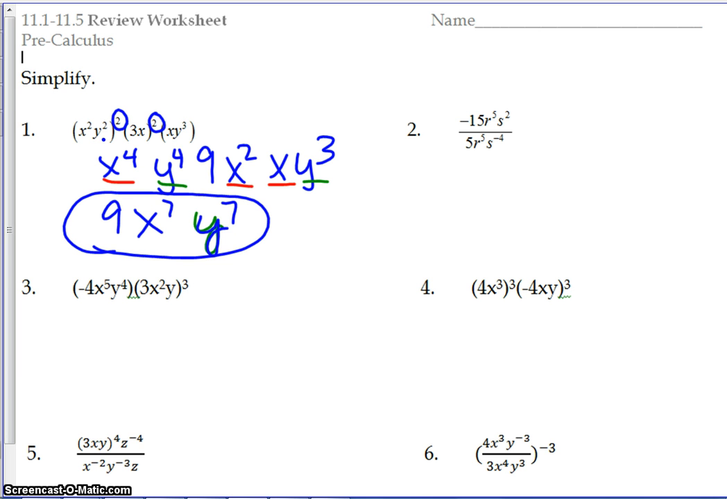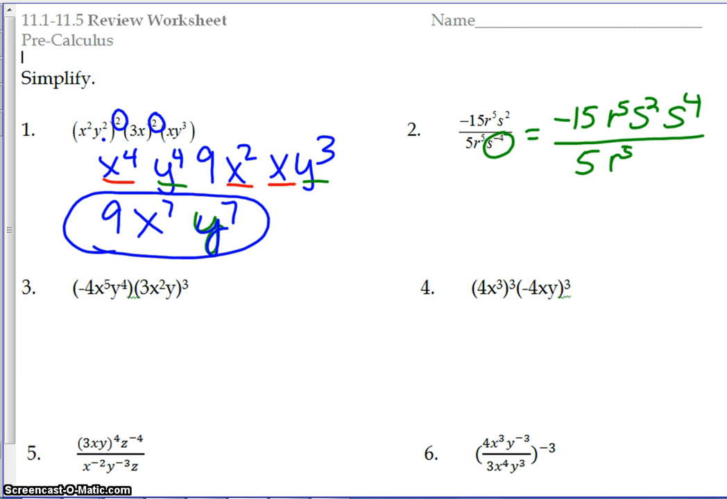Let's look at number 2. Here, first of all, I'd be looking at how to make this into a positive exponent. To make that into a positive exponent, I would put it in the numerator. So now I'd see this as 15r to the 5th, s to the 2nd, and then I'd have this s to the 4th in the numerator. So I had to move that to the opposite part of my fraction to make it positive. And then I have 5r to the 5th, and that's it.